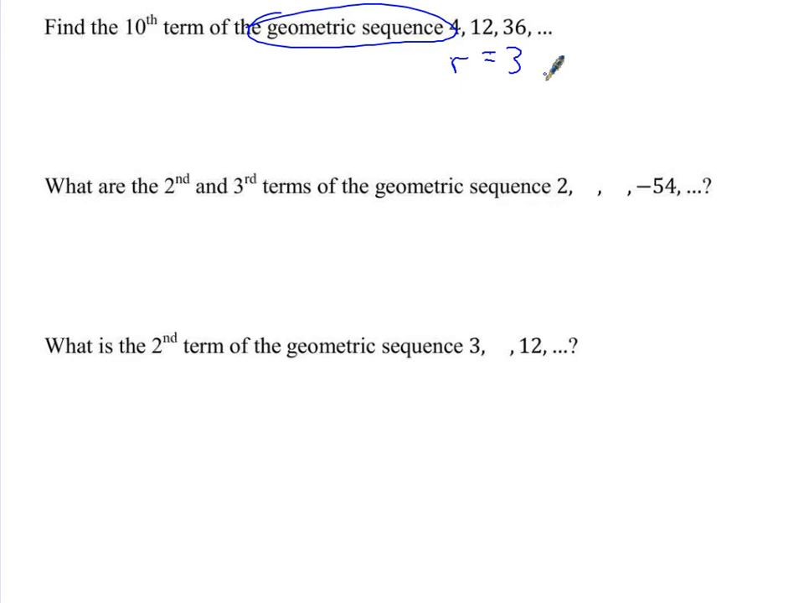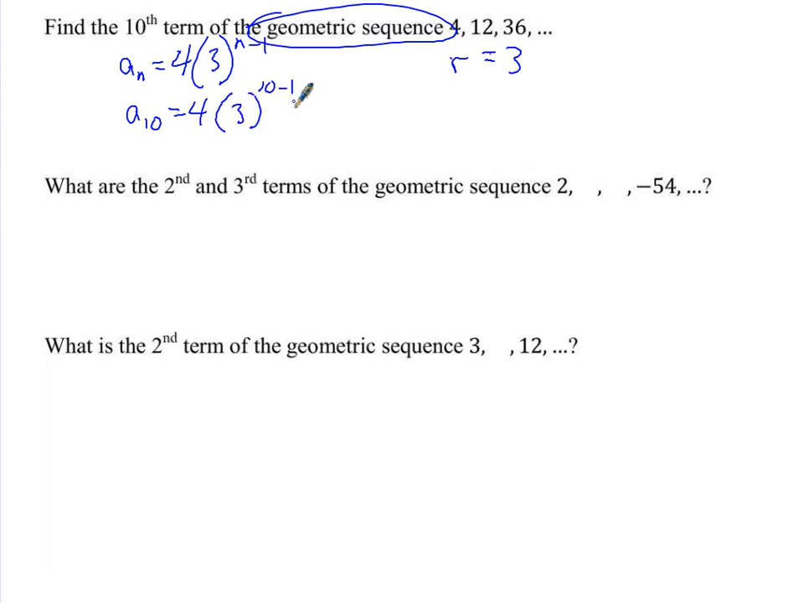Yep, you can write the equation, which will be... perfect. And so that's the equation. This problem is not asking for the equation, though. It's asking for the 10th term. So what do we do? Plug in 10. A sub 10 equals 4 times 3 to the 10 minus 1.